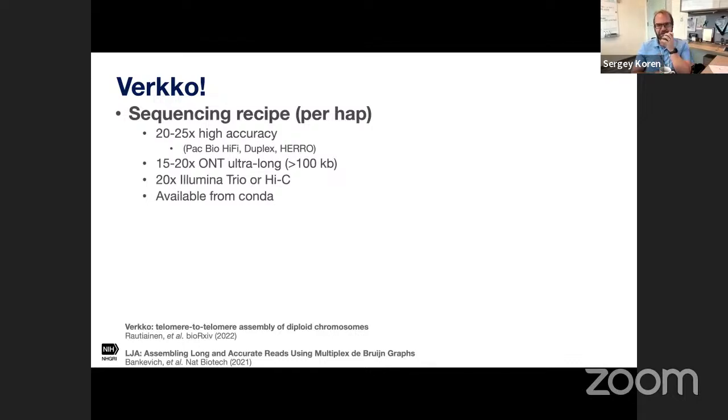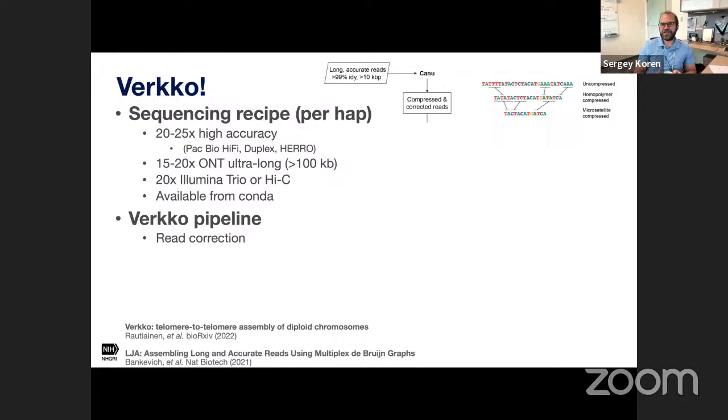So our recommended recipe, and this is per haplotype, so double these numbers for diploid, quadruple if you have polyploid, et cetera. We recommend about 20 to 25-fold high accuracy coverage. This could be HiFi, duplex, or hero data, 15 to 20x of the greater than 100 kb ONT reads, and then either trio or Hi-C. And Verkko is available in Conda. We just had another release today, so you can install it on your system easily, and it's compatible with most grid systems as well.